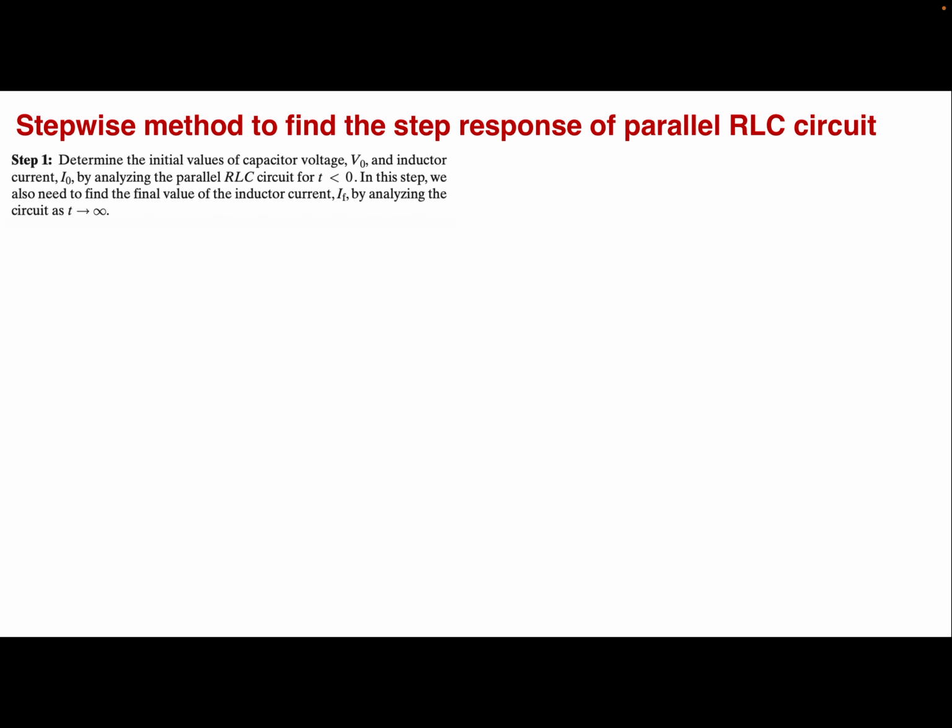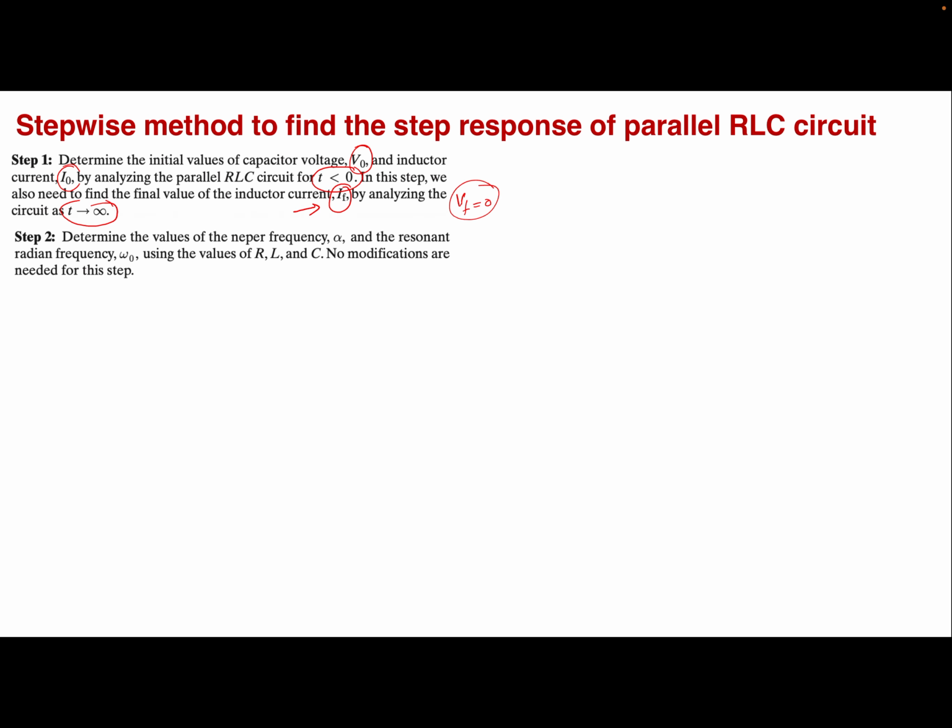Okay. The very first thing is you have to find the initial conditions if they are not provided in the problem. Solve the circuit for t less than 0 and find the values of V naught and I naught. And since we are talking about the step response, we are also interested in finding the final values. At t equal to infinity, we just saw that we are interested in finding the final value of the current. The final value of the voltage is going to be 0, right? So VF is going to be 0.